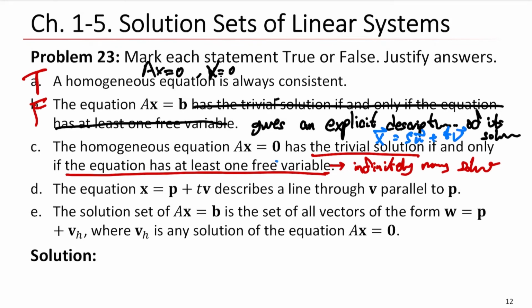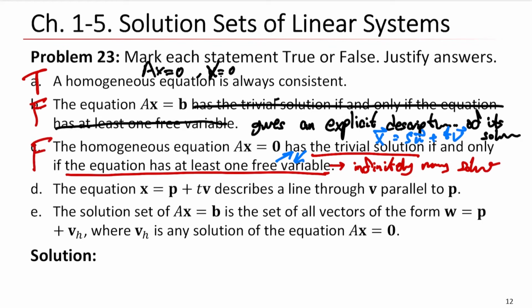So this statement is true in that direction, but when you think about the converse, if Ax equals 0 has a trivial solution, there are two cases. There is a one-solution case, and there is an infinitely-many-solutions case. So we cannot say the trivial solution guarantees infinitely many solutions, right? So in this case, this statement is false.